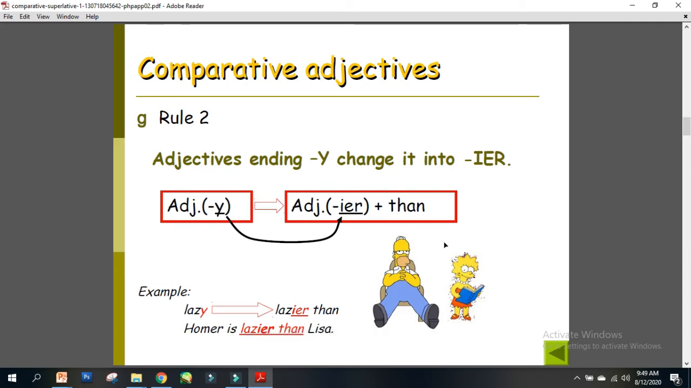Next, comparative adjective rule number 2. Adjectives ending with y change into ier. I-E-R. If you find an adjective whose last letter is y, you have to change the y into I-E-R, plus than. For example, lazy. The last letter is y. So if you want to compare something by using the adjective lazy, you change it into lazier. For example, Homer is lazier than Lisa.